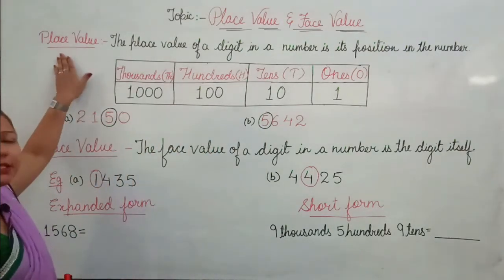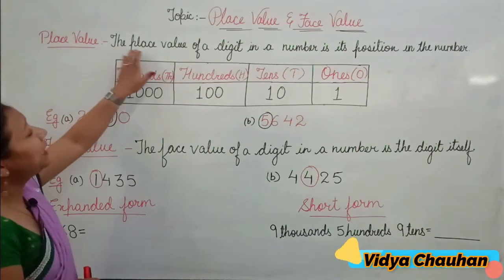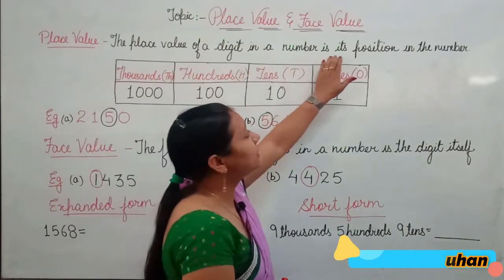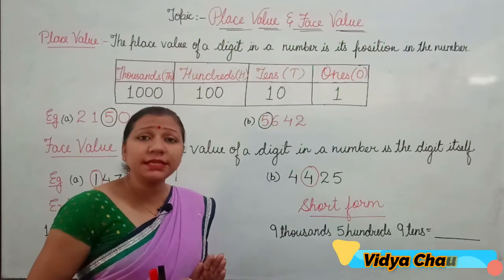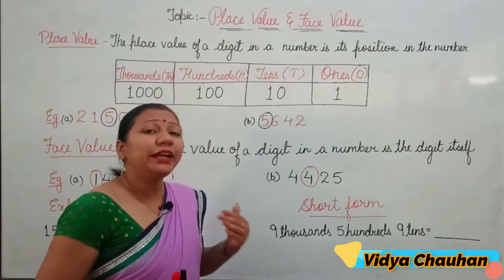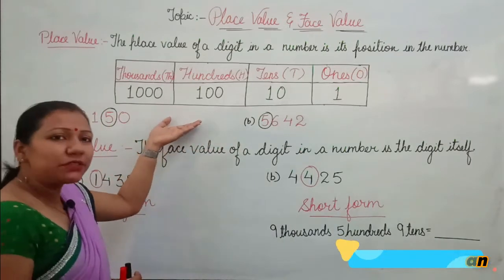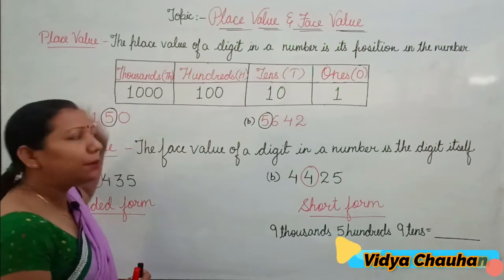So very first, let us see what is place value. The place value of a digit in a number is its position in the number. The position of a digit in a number will give its place value. So for finding the place value, we need to know the place value system of our number.